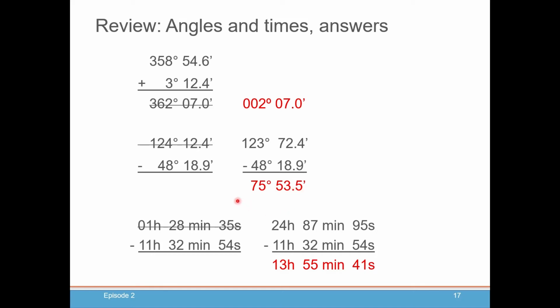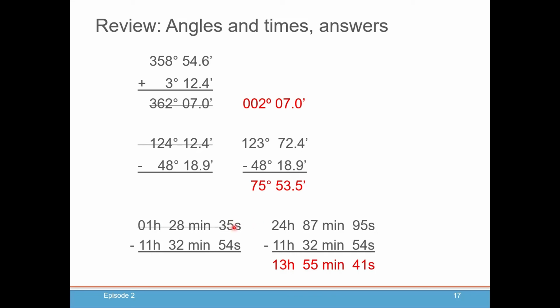Okay, enough with degrees and minutes. Let's try hours, minutes, and seconds. This would be where you're doing some manipulation with your times in celestial navigation. So we have 1 hour, 28 minutes, 35 seconds. We want to subtract out 11 hours, 32 minutes, 54 seconds. So right away you see this is way too small. How do you subtract 11 hours from 1 hour? What you do is you add 24 hours, right? Every 24 hours, the day starts over again. So we're going to add 24 to this. So this is going to say 25 hours, 28 minutes, and 35 seconds.